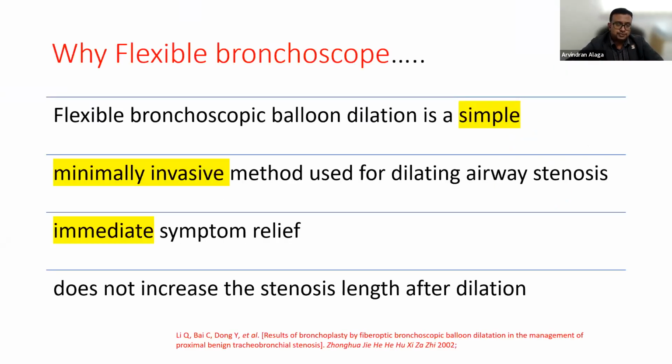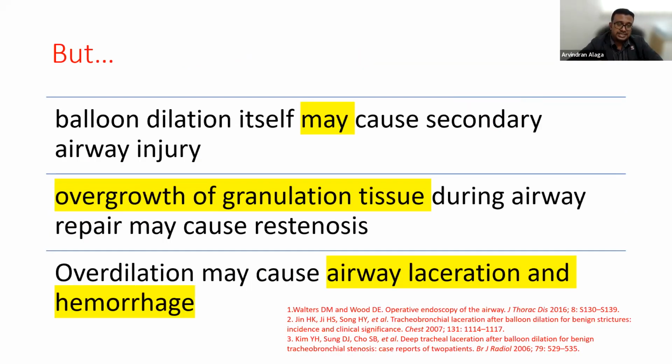So why flexible bronchoscope? Flexible bronchoscopic balloon dilatation is simple. It is a minimally invasive method because we are not going to put the patient on a GA and we are not going to use a rigid bronchoscope. There is immediate symptom relief, as the patient can be discharged the next day and is able to ambulate. It does not increase the stenosis length after the dilatation. But we have to keep in mind that balloon dilatation itself may cause secondary airway injury. If over-dilated, we can end up tearing the airway, and the patient can even deteriorate straight away on the table. Overgrowth of granulation tissue during airway repair may cause restenosis. Over-dilation may cause airway laceration, as I mentioned earlier, and hemorrhage.